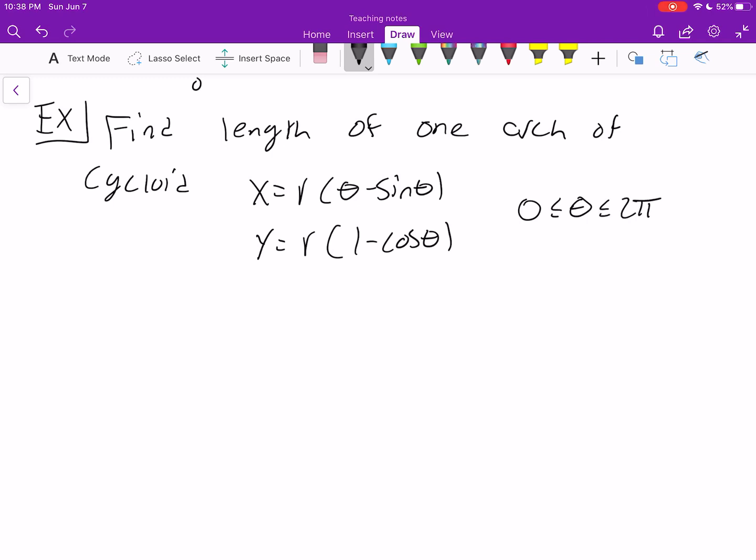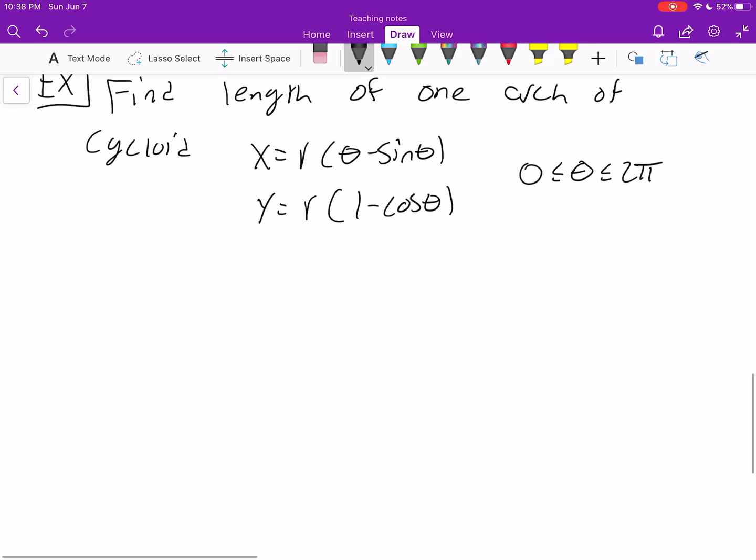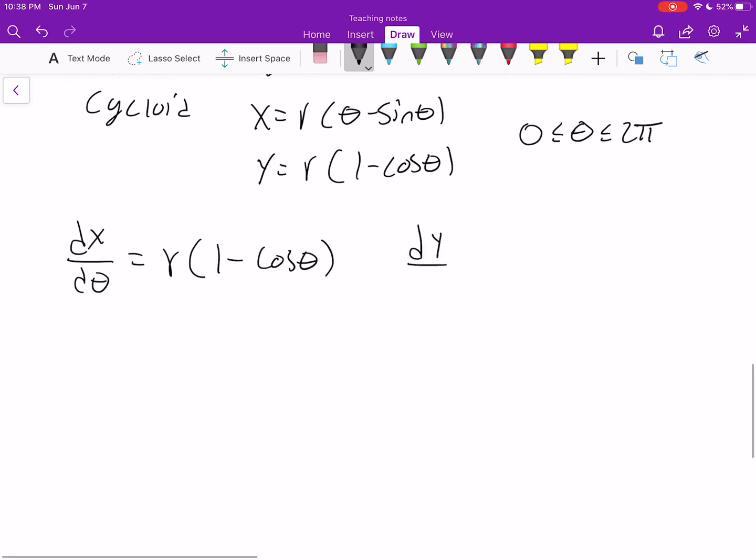So we found that in one of the earlier examples. Okay, so let us begin by calculating our derivatives. We know that we're going to need dx/d theta and dy/d theta. So dx/d theta is r times 1 minus cosine theta. dy/d theta is r times sine theta.